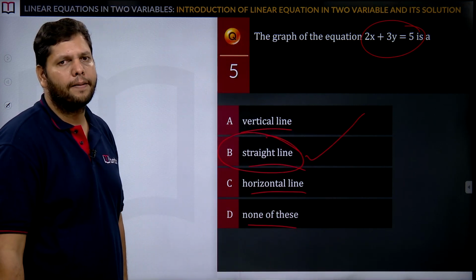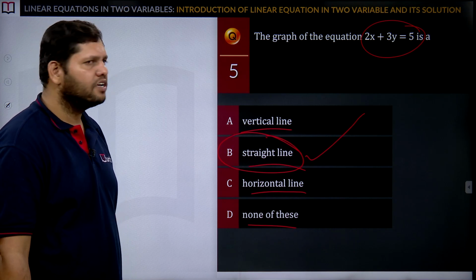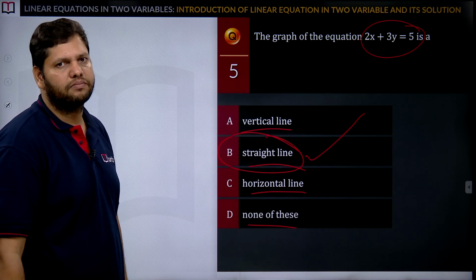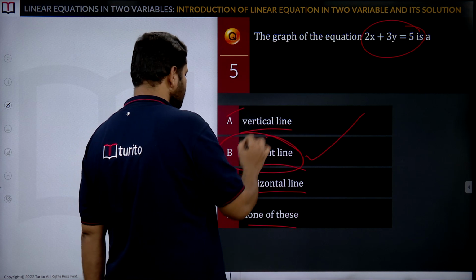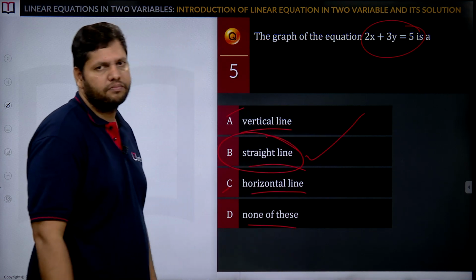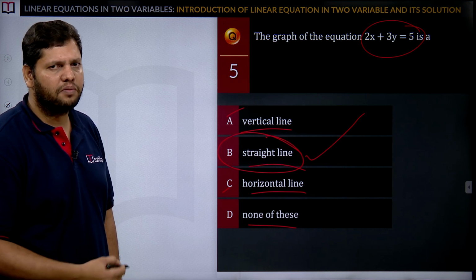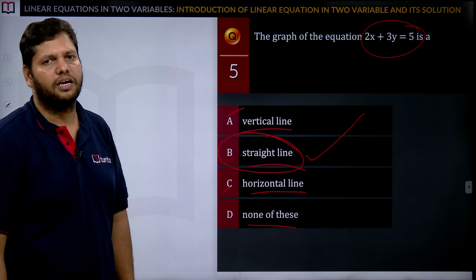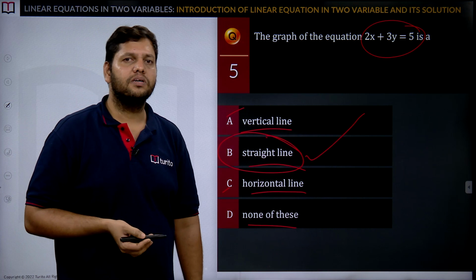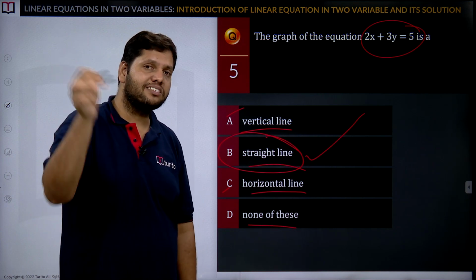The graph of a linear equation in two variables is always a straight line. A vertical or horizontal line occurs only when there is a single variable. If it is a single variable, the line can be vertical or horizontal. But a linear equation in two variables is called a straight line.